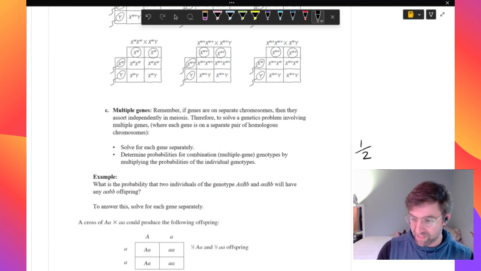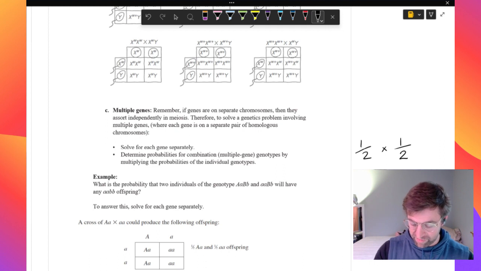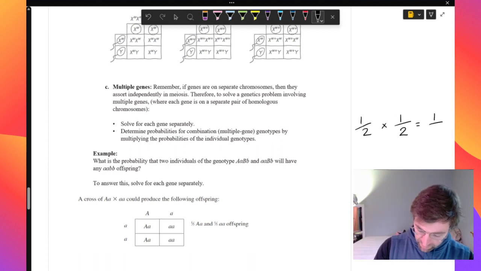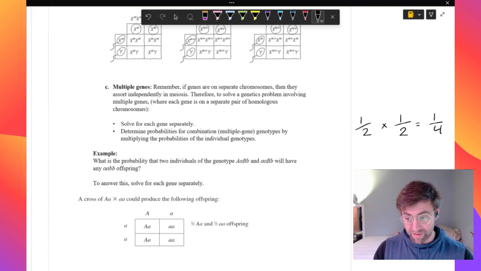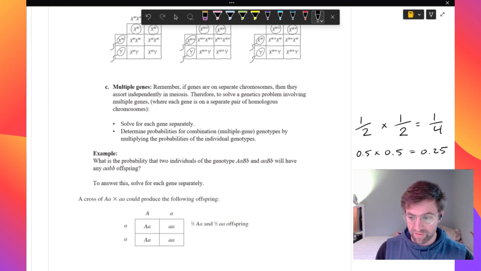If there's a 50% probability for one trait and a 50% probability of another trait, the chance that an individual has both of those is 25%. Same thing written a different way.